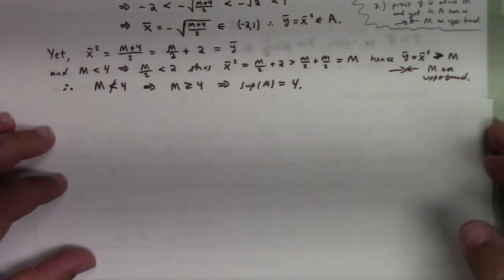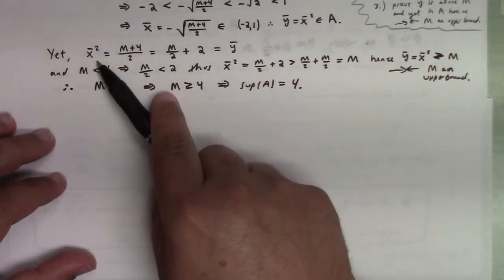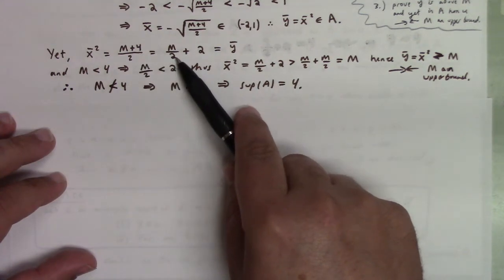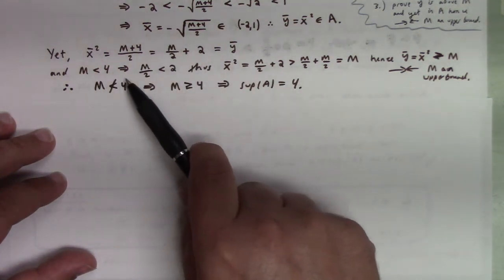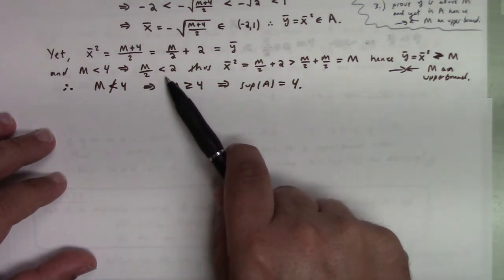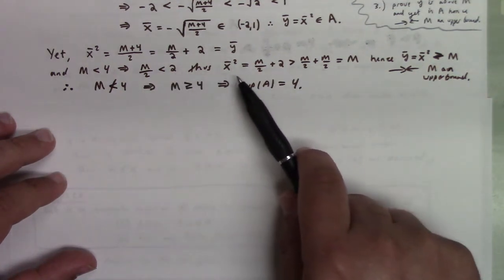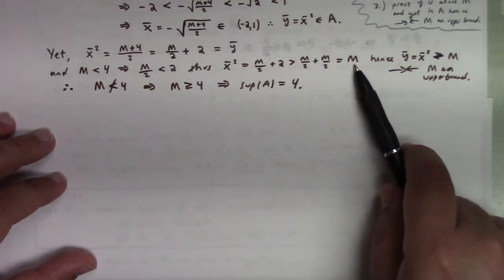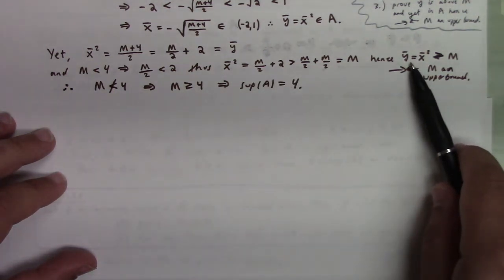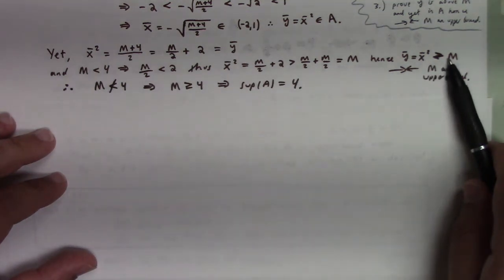Now let's see where the contradiction comes in. x bar squared is (m plus 4)/2, which is m over 2 plus 2, right? And m is less than 4, which means that m over 2 is less than 2. Thus, x bar squared, which is m over 2 plus 2, is less than 2 plus 2... is equal to m, which is to say that y bar equals x bar squared is greater than m.